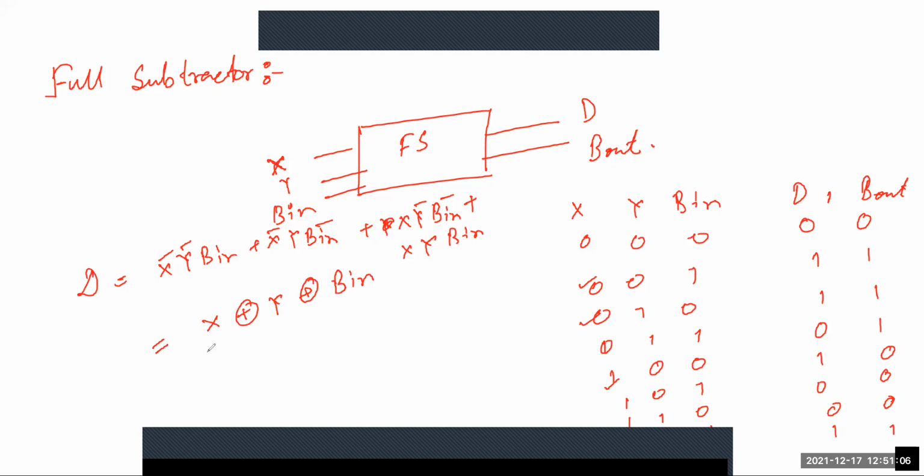Okay, this is the final expression for difference, and the final expression for B out you will get, that is X bar Y plus X bar B in.